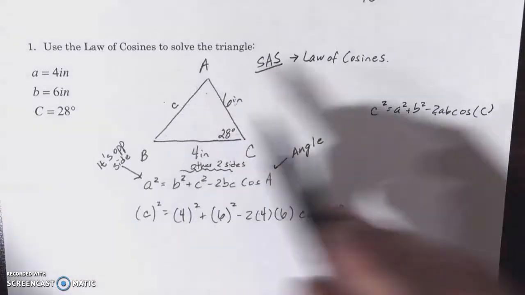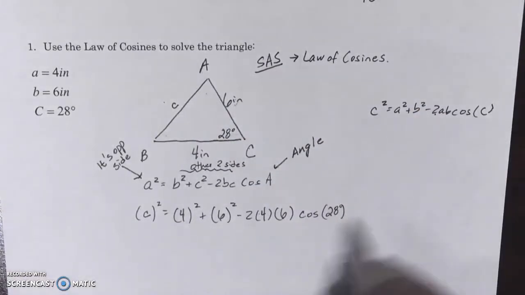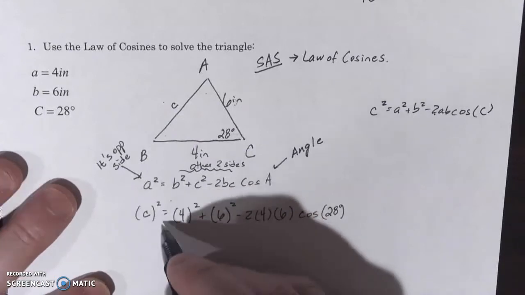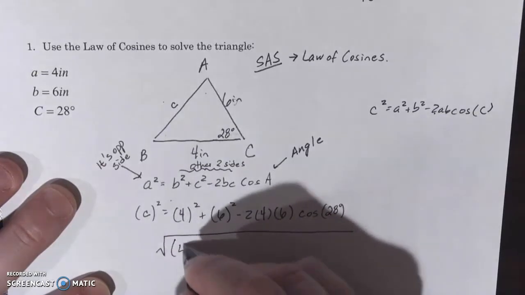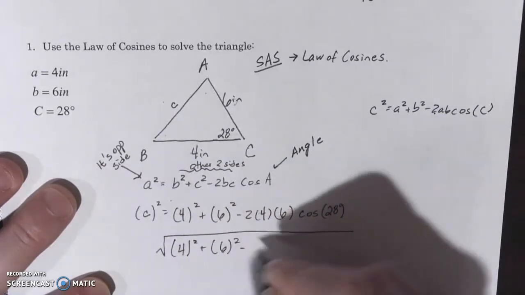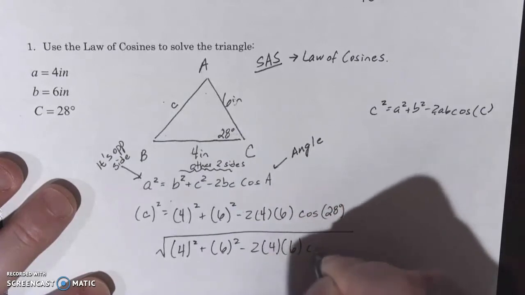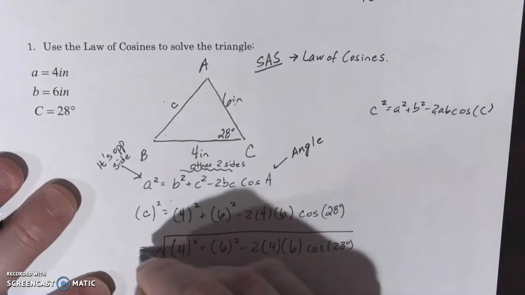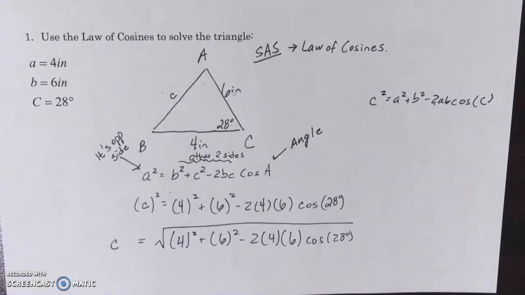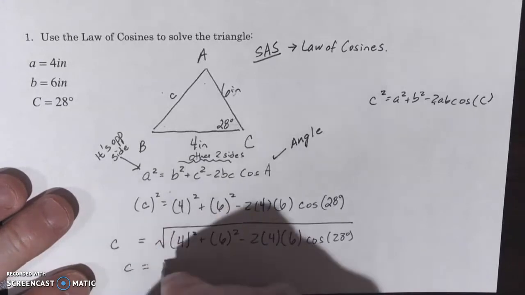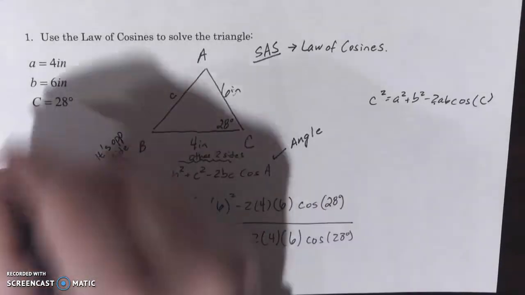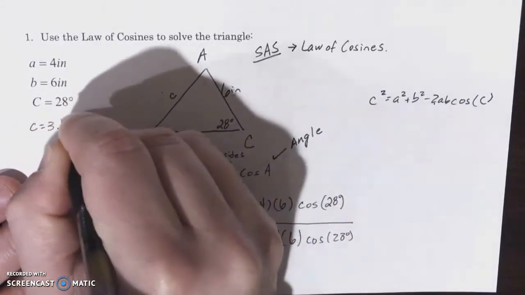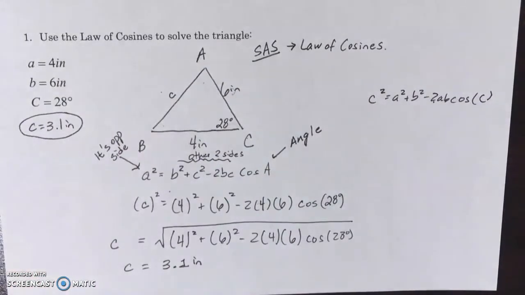Side length C. Now we could do all this by hand, or you could literally type this into your calculator with a square root. Why a square root? Because we don't want to solve for C squared. We want to solve for C. And what you should see is we will get 3.1. Round to the nearest tenth. It'll be 3.1 inches. It's one of the things that we have to solve for.